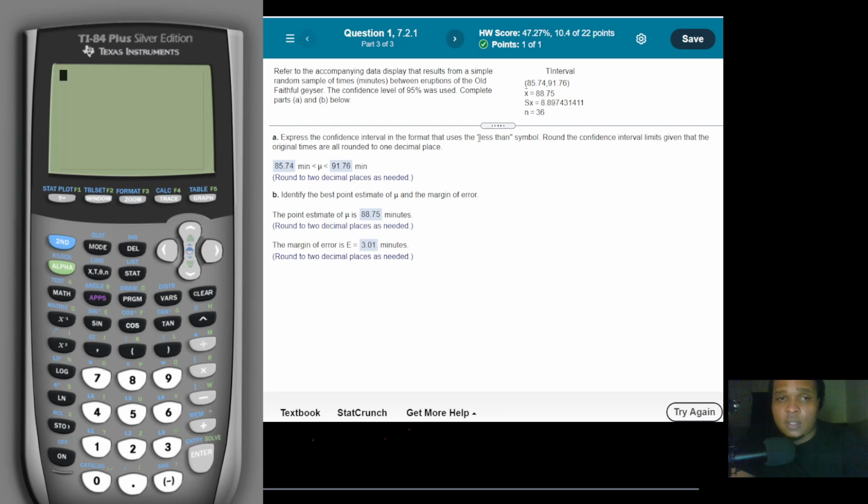It says round the confidence interval limits given that the original times were all rounded to one decimal place. All right, so you see up here where it says t interval, and you see that very first thing right there, that's the confidence interval already given to you. So that's what we need, and we're going to put it right in here. So it says round to two decimal places.